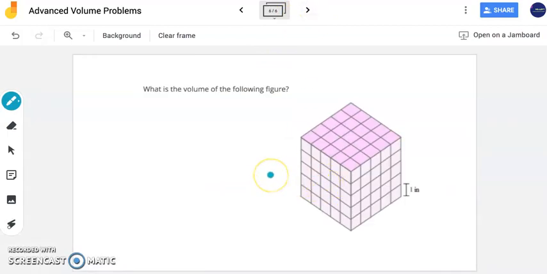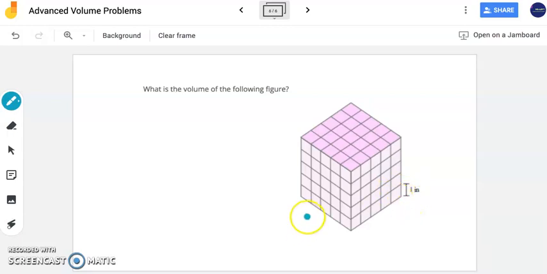Now for this problem here, what is the volume of the figure? Now I noticed this figure didn't give us a length, a width, or a height. So we need to use the cube or rectangular prism given to us to determine what the length, the width, and the height is. And notice here they told us that the height here of one cube is 1 inch. So you have 1 cubic unit.